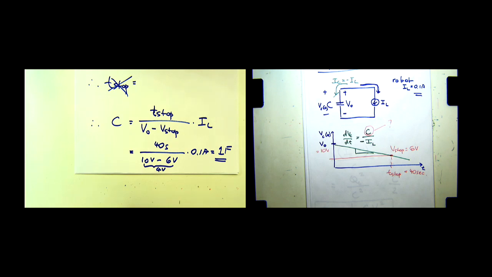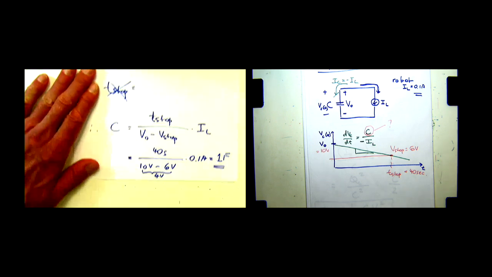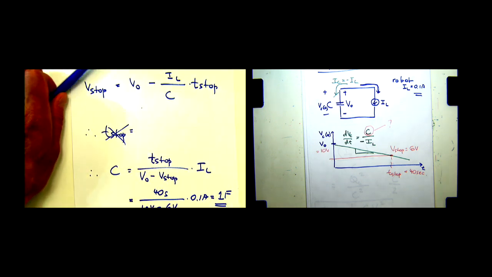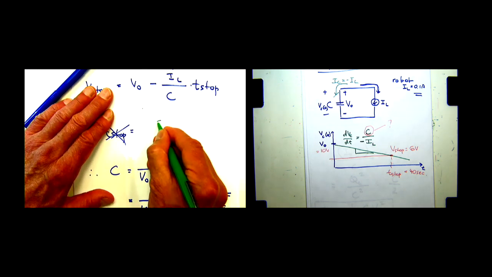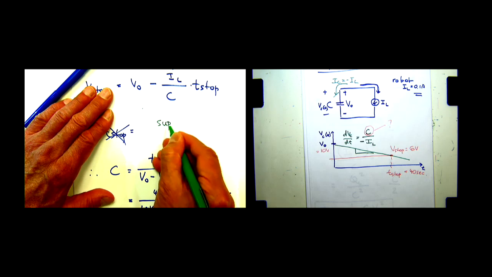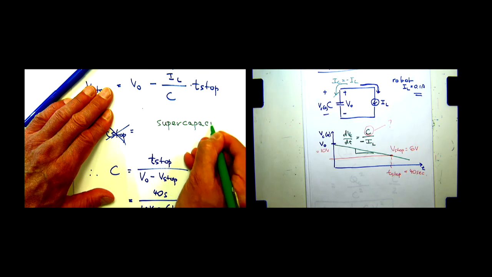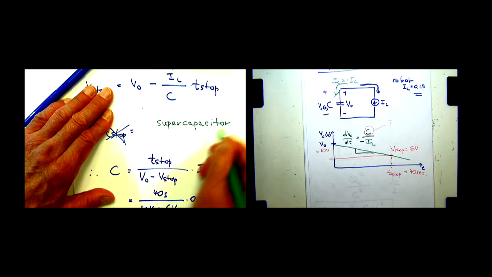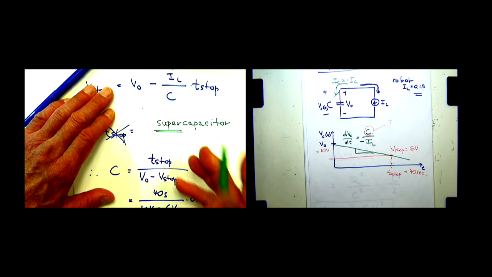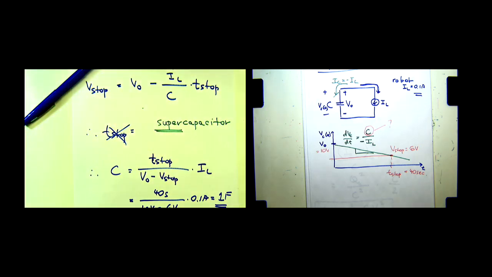Turns out these capacitors are pretty big. 1 farad is a huge capacitor, and therefore it has a fitting name. This is called a supercapacitor. And you can buy those up to about maybe 10 farad. If you want more, then you need to put them in parallel. Okay. Are there questions about this?